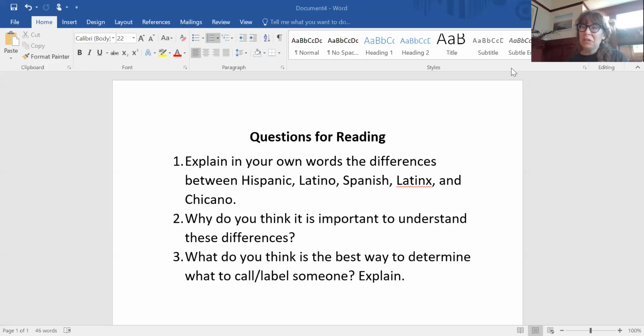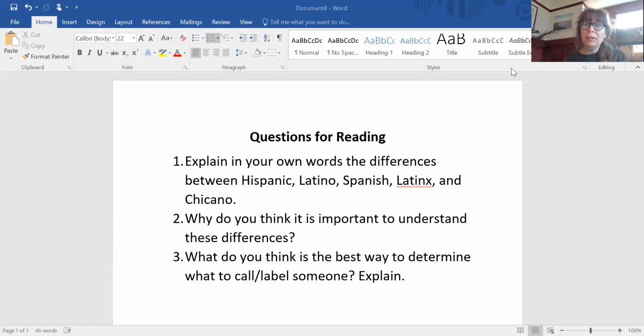Hello, I'm here today to do a read aloud on the reading that I have on the differences between Hispanic, Latino, Spanish, Latinx, and Chicano. So I assigned this reading, and to provide some additional support and commentary, I'm conducting a read aloud or a think aloud, where I read it out loud, I think about it, I annotate, and try to make sure that everyone understands what we're reading.